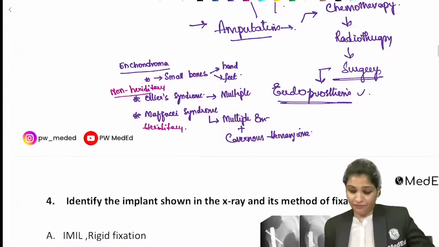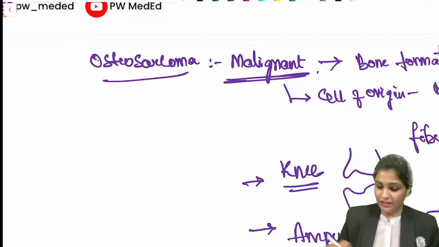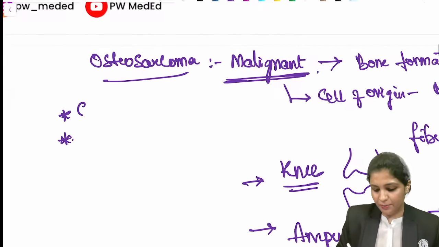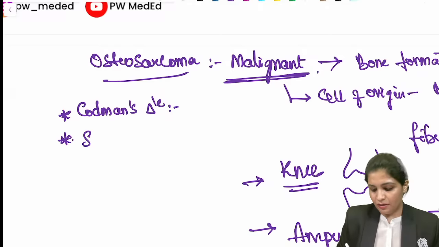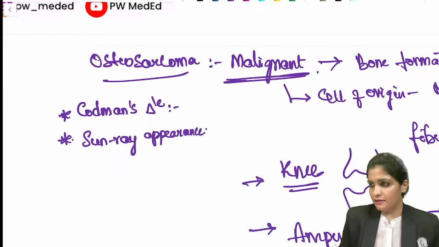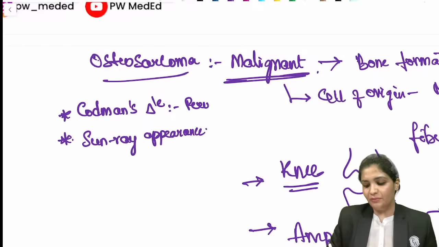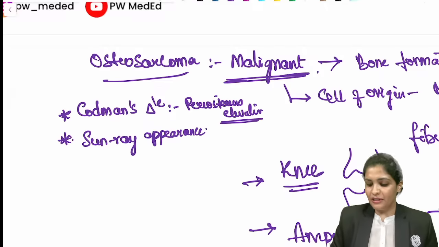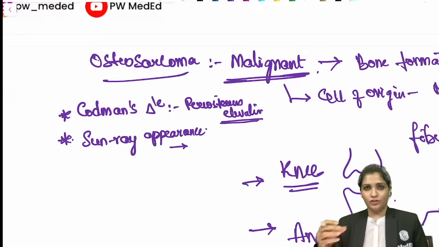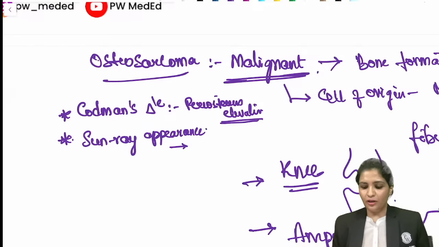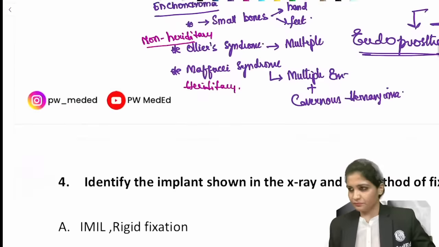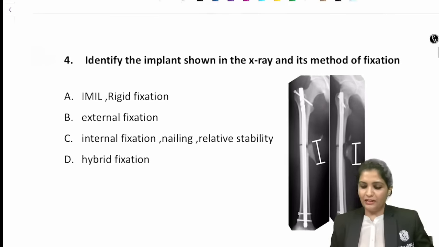And in osteosarcoma, we forgot to discuss the radiological features. The two important radiological features you have to remember are the periosteal reactions: Codman's triangle and the sunray appearance, right? Codman's triangle is nothing but periosteum elevation, which is seen at the end of the bone. And then the sunray appearance: here the calcification, the osteoid formation, will occur along the vessels. So that is called your sunray appearance. Right. So that completes your tumor part.